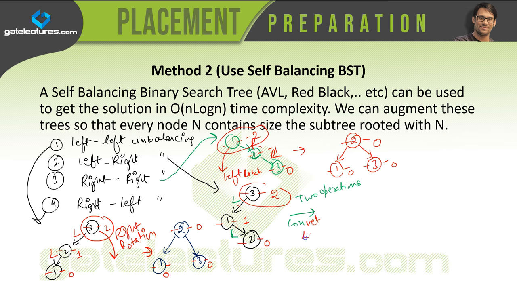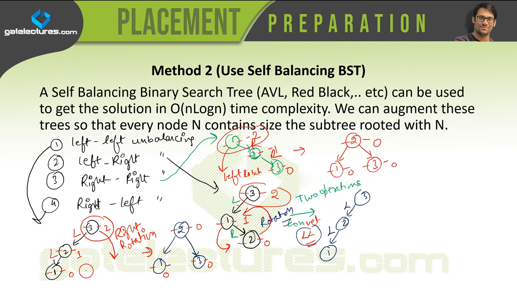To the left-left unbalancing. How? By rotating these two nodes here. Because if you do a rotation like this, it is still perfect. Why? Because 2 is less than 3 and 1 is less than 2. Now this becomes left-left unbalancing by rotating these two. So the first operation is rotation, that we are going to rotate. Okay, so now it is becoming left-left unbalancing.